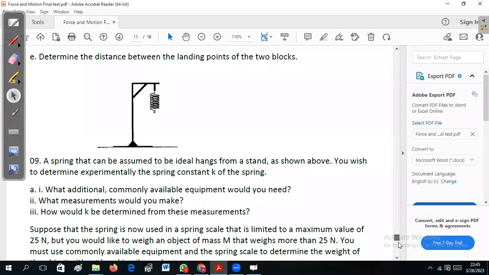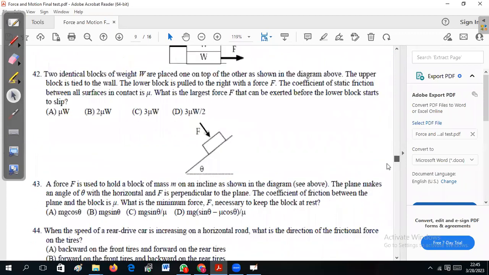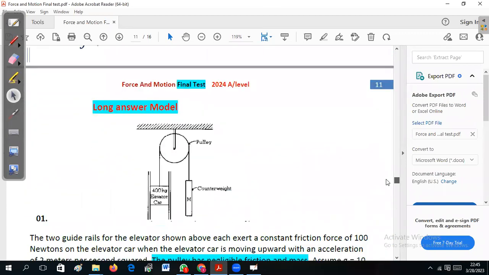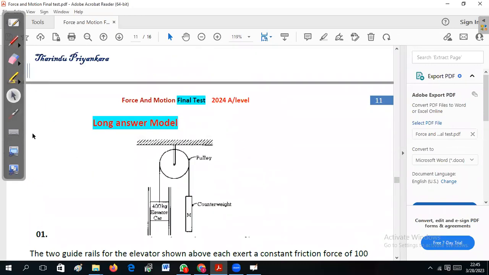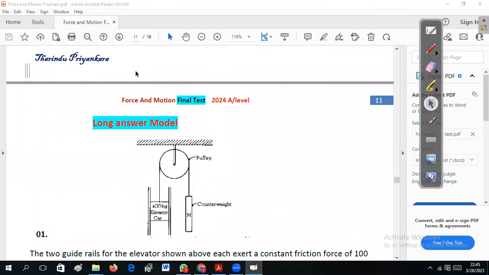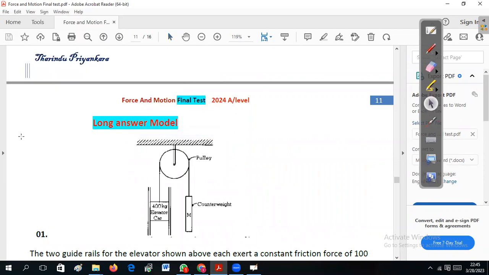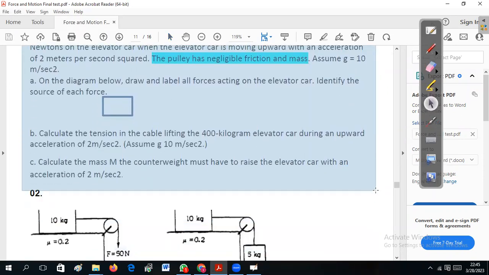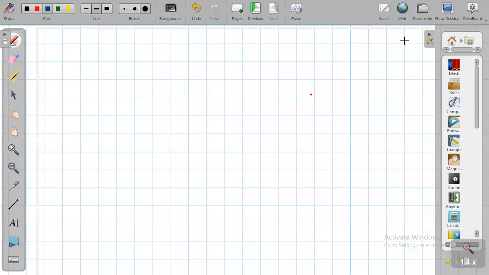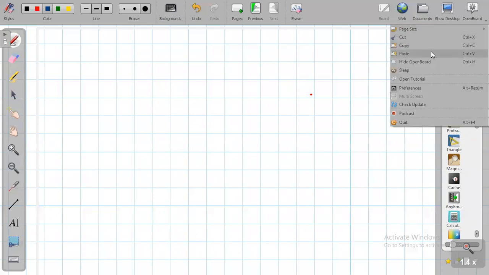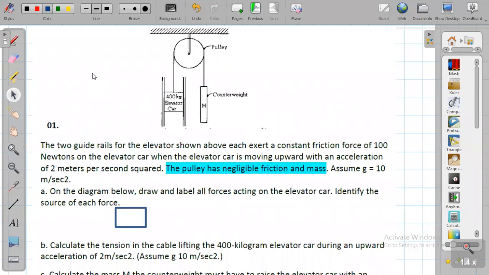Okay, so let's start with the first one. This one is a really easy one. Let's start with the first question here, because we have done many such questions in the MCQ section. So this is almost similar to the MCQs. Let's start with this one.